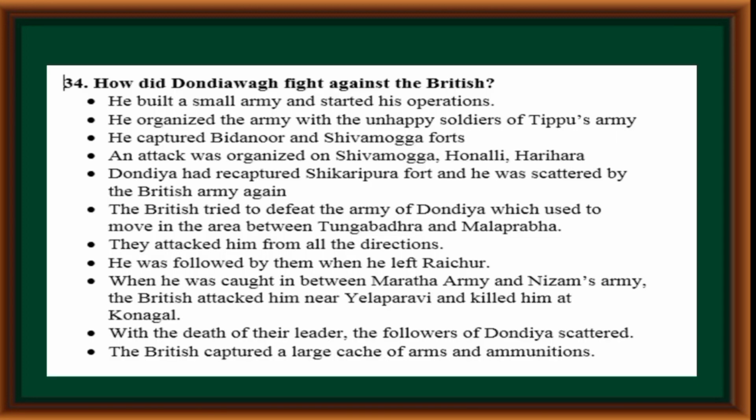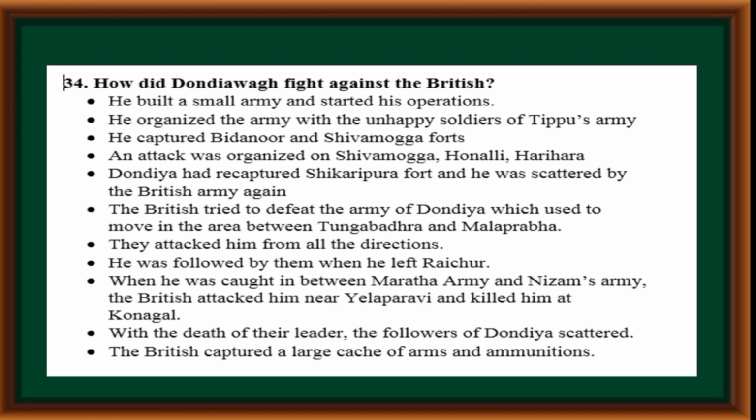Fifth main, how did Dondia Wag fight against the British? He built a small army and started his operations. He organized the army with the unhappy soldiers of Tipu's army. He captured Bidanur and Shivamogga forts. An attack was organized on Shivamogga, Honnali, Harihara. He had recaptured Shikaripura fort and he was scattered by the British army again.